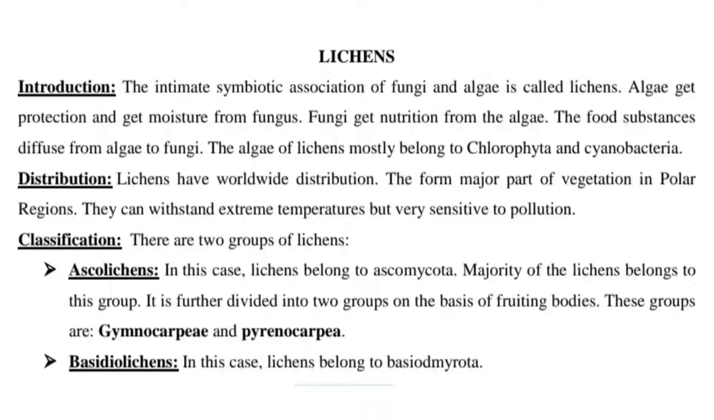Lichens introduction. The intimate symbiotic association of fungi and algae is called lichens. Algae get protection and moisture from the fungus. Fungi get nutrition from the algae. The food substances diffuse from algae to fungi. The algae of lichens mostly belong to Chlorophyta and cyanobacteria.